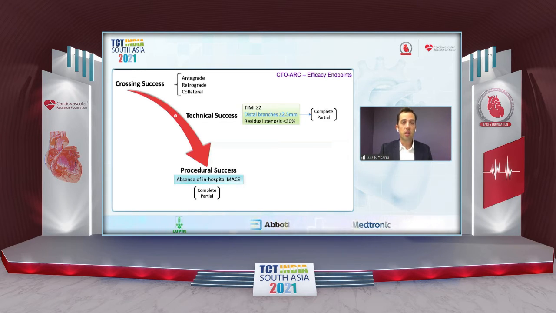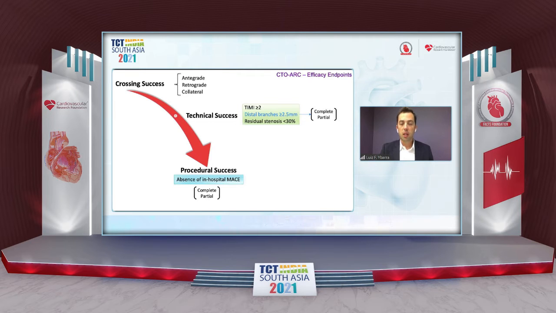Talking about endpoints, it's interesting here. We start with the crossing success, which could be either antegrade, retrograde, or just crossing the collateral. Once you achieve the crossing success, then you're aiming for the technical success, which would be a TIMI flow equal to or greater than 2. If we remember one of the live cases, there was a debate about whether we had TIMI 3 flow and whether it was a success or not.